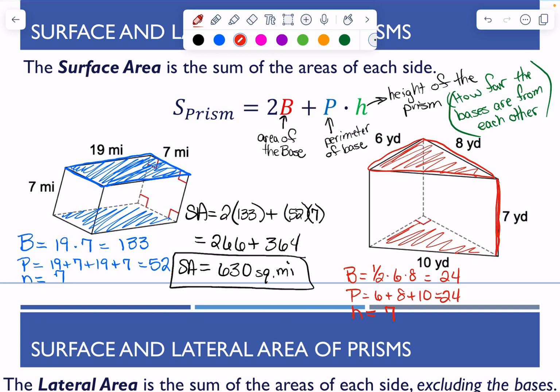Okay, so now let's set that up. Let's do our math now. So the surface area is equal to 2 times 24, the area of the base, plus 24 times 7.